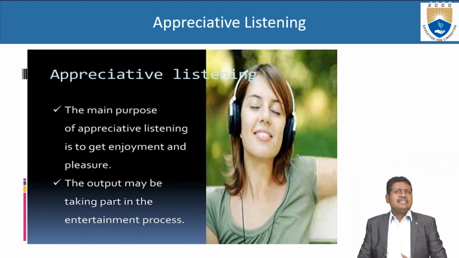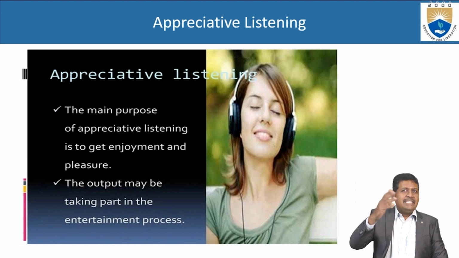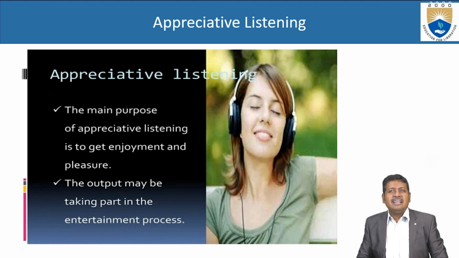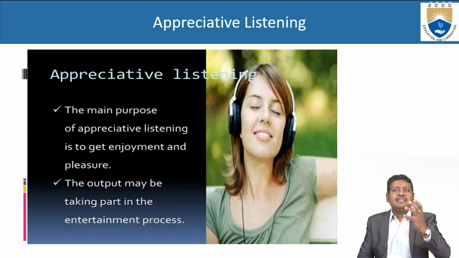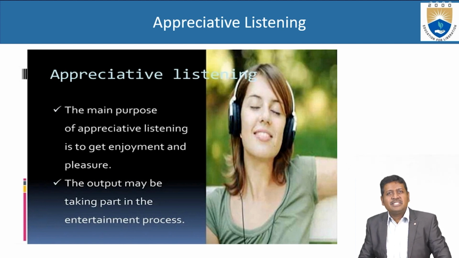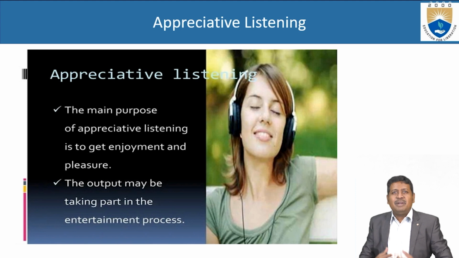Appreciative listening. What is this appreciative listening? The image that is displayed on the slide speaks volumes about what is appreciative listening. The person you see on the slide is enjoying some music that she is listening to. It looks like she is listening to a melodious song or melodious music. The main purpose of appreciative listening is to derive enjoyment or pleasure.